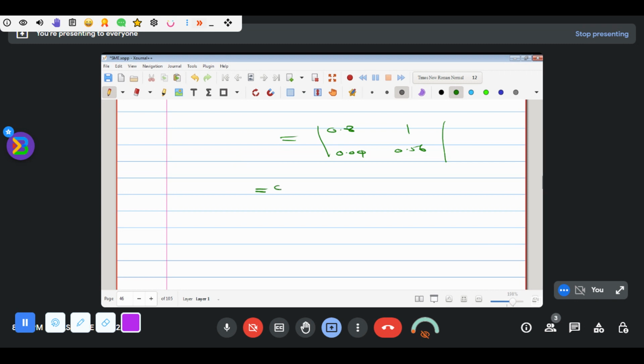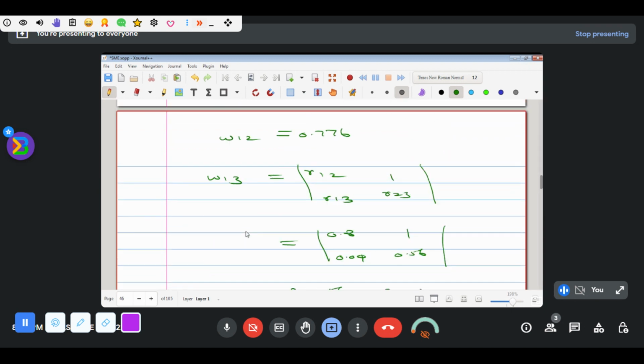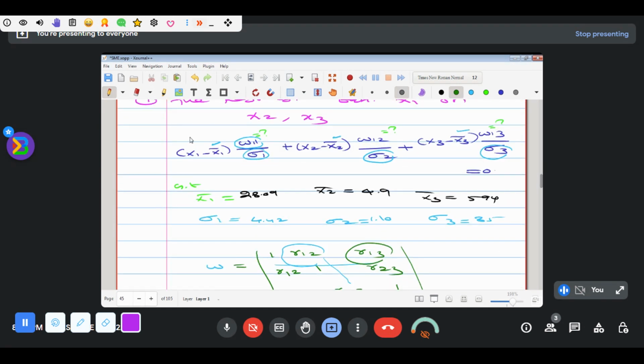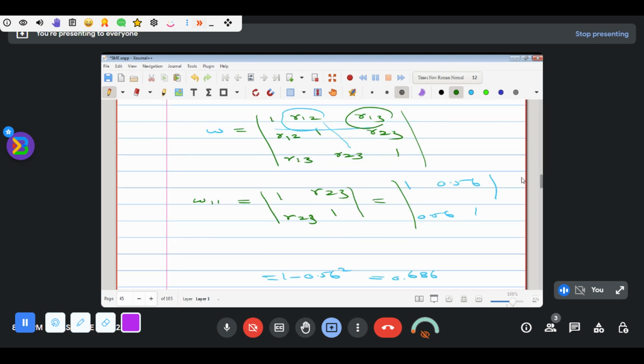That is equal to 0.8 into 0.56 minus 1 into 0.04. Then what is the result? Omega 1 3: 0.4. The end result is 0.4 only. Yes. Then apply all the results in this formula and simplify. Very, very important: simplify. Then our work is done.